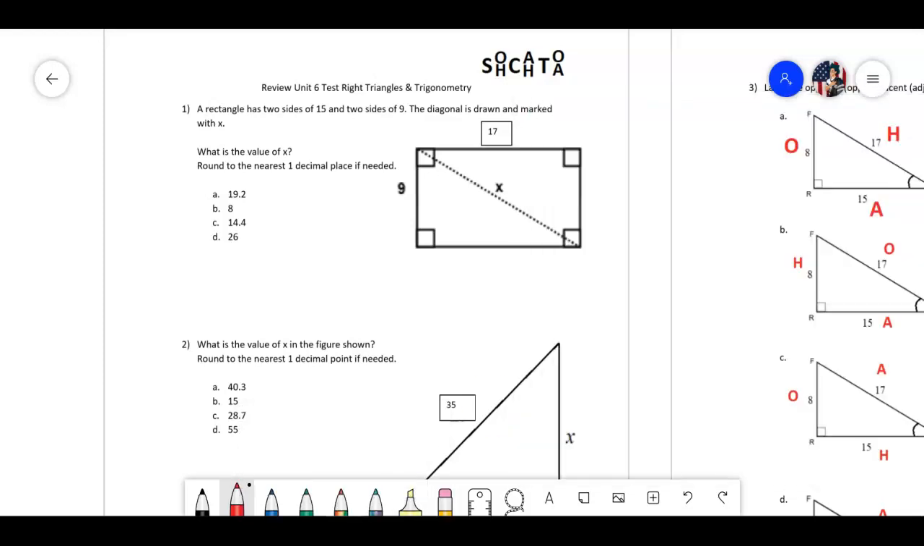And it says the diagonal is drawn. And by the way, that's supposed to be a 17. My bad. Okay. The diagonal is drawn with x. What is the value of x?